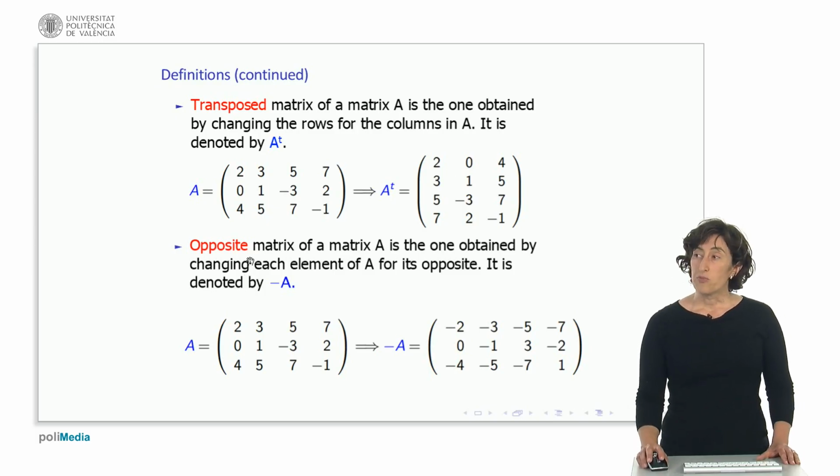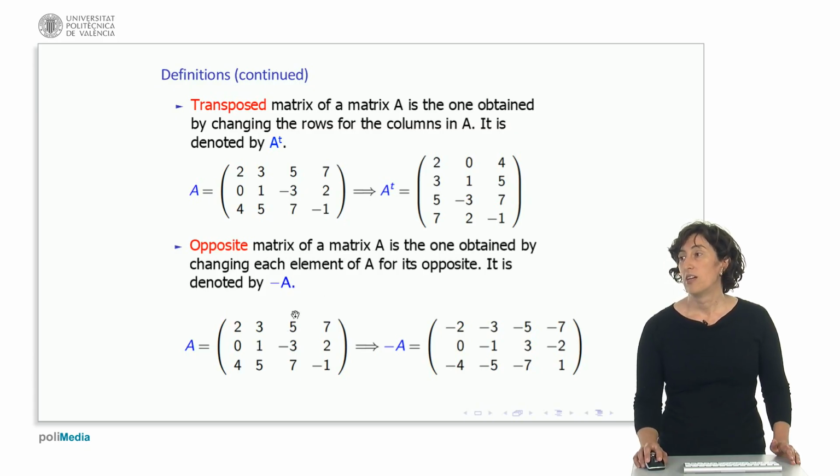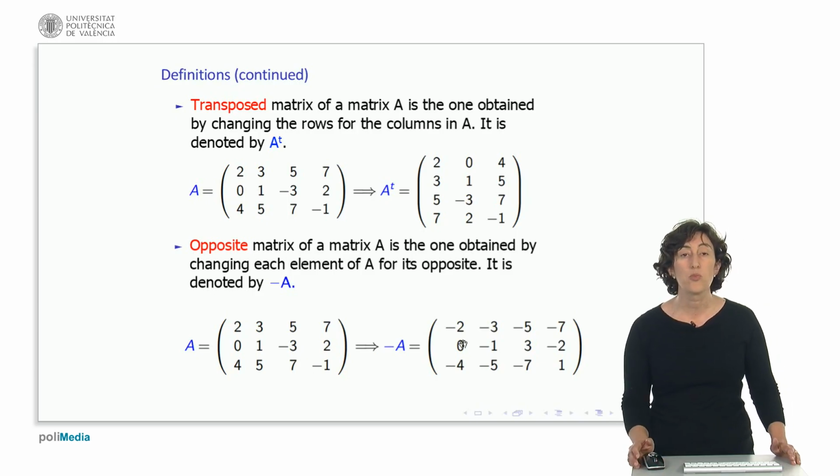We can also define the opposite matrix, which is simply to change each element to its opposite. That is, instead of 2, I will put minus 2, instead of 3, minus 3. Normally, if the matrix is A, it is denoted as minus A, where each one of the elements has its sign changed. It is replaced by its opposite.